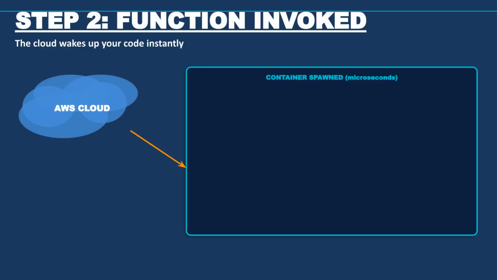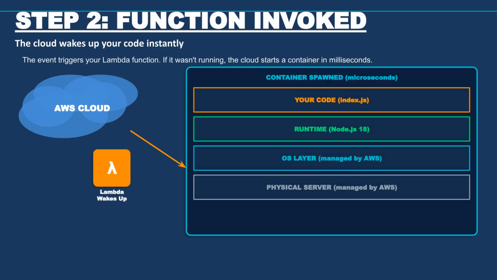Step 2 is the function invoked. The event triggers your function, and if it wasn't running, the cloud instantly wakes up your code by starting a container in milliseconds. The cloud manages the OS layer and physical server, while you provide your code and runtime.